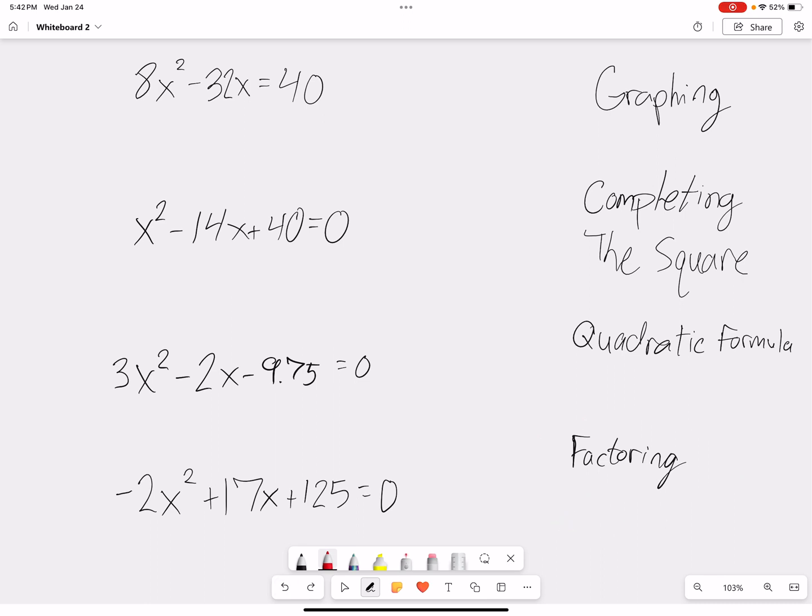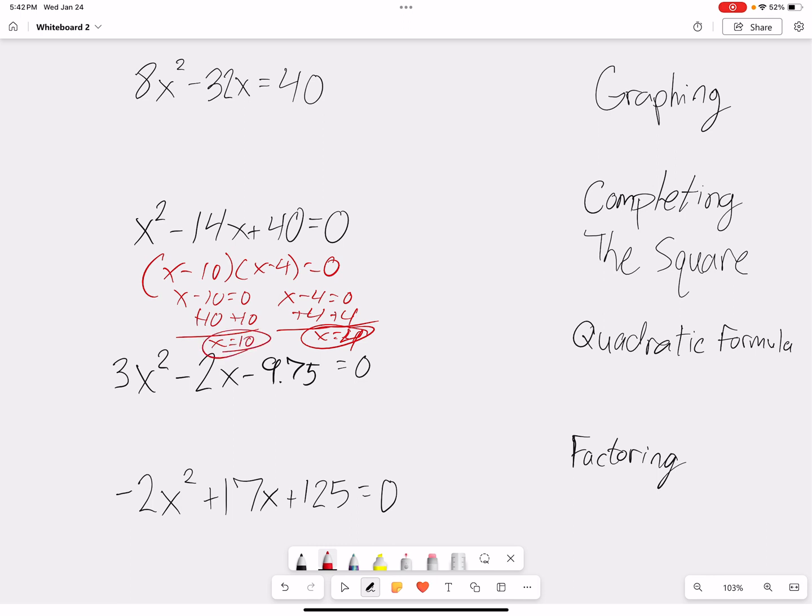So factoring I would use there, and you would have x minus 10 times x minus 4 equals 0, and therefore either x minus 10 equals 0 or x minus 4 equals 0. Both are possibilities. So then x equals 4. That's a positive 4. Sorry, it's a new iPad, so I'm struggling here. And x equals 10. And those would both be your solutions.